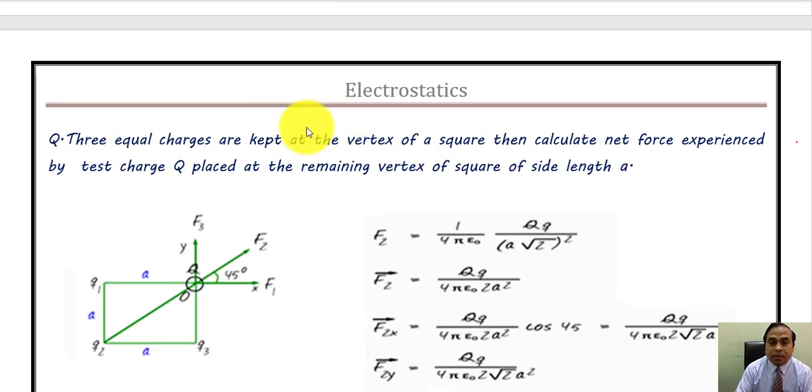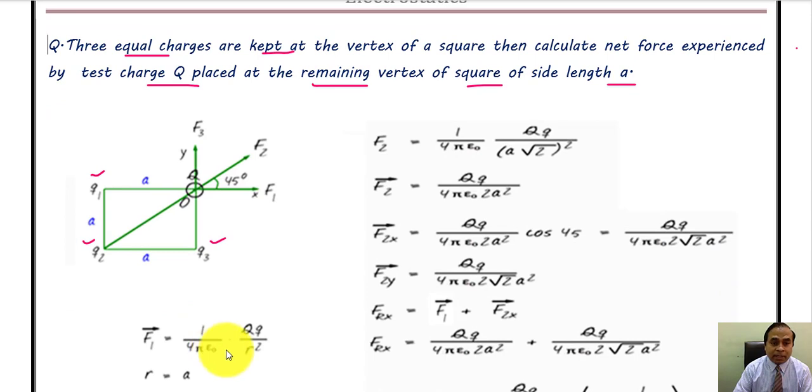Well children, we are doing some numericals on the principle of superposition, so let us continue with a little more. This question is saying that three equal charges are kept at the vertices of a square. Then calculate the net force experienced by the test charge capital Q placed at the remaining vertex of the square of side length A. So look, these are three equal, identical charges Q1, Q2 and Q3.